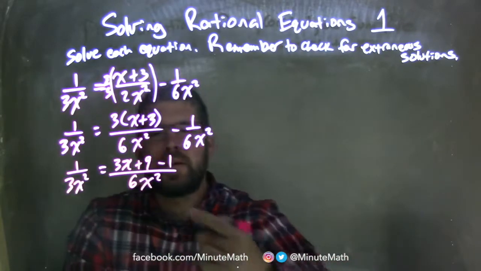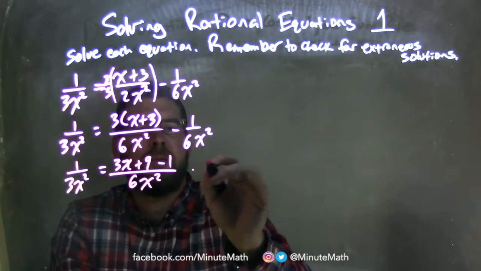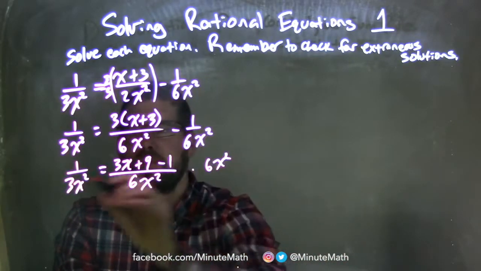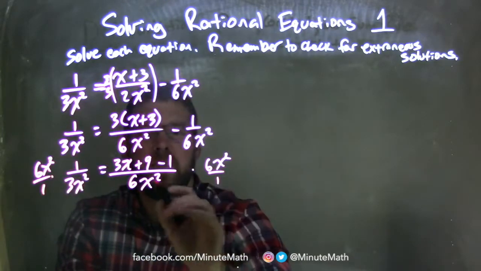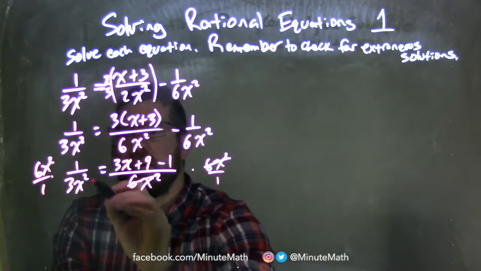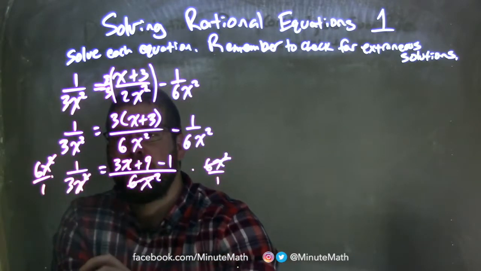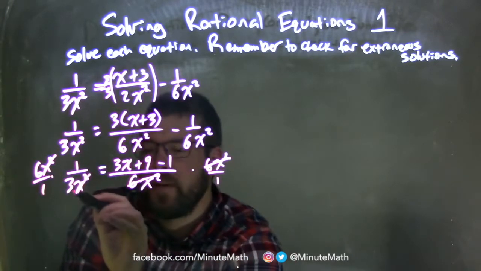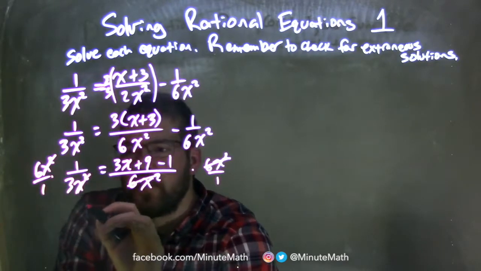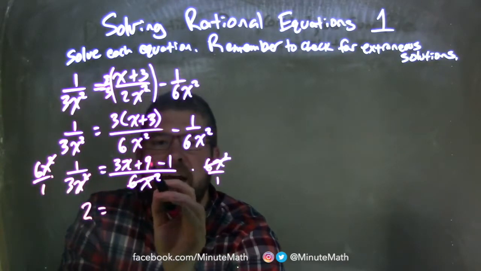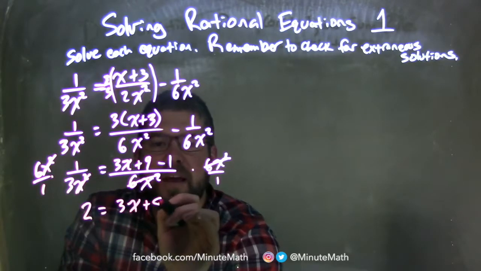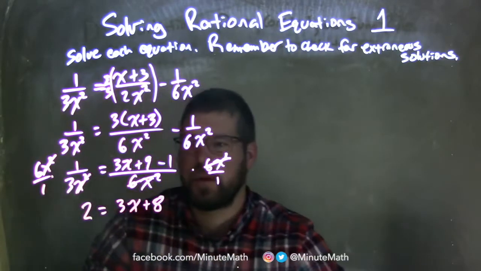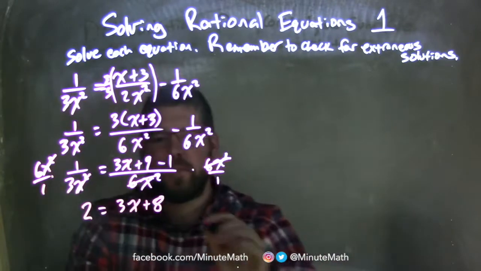Now what I'm going to do is bring the 6x squared to this side, so I'm going to multiply both sides by 6x squared over 1, really. That eliminates the 6x squareds here, eliminates the x squareds right there, leaving me, well, 6 divided by 3 comes out to be 2. So we have 2 equals, and then 9 minus 1 is 8. So we have 3x plus 8. Whoops, plus 8. Okay? So now we're solving for x. Pretty simple at this point.